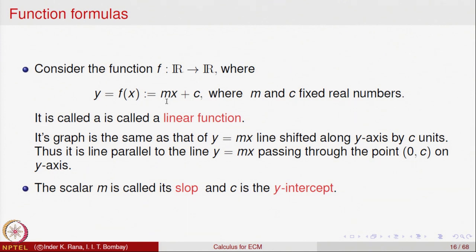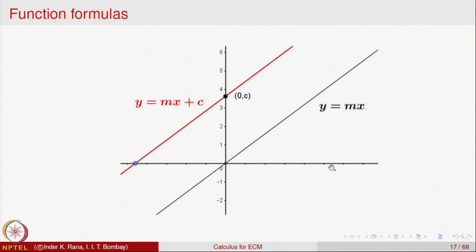This number m is called the slope of the linear equation, or geometrically the slope of the line y equal to mx plus c, and c is the y intercept. That means the graph passes through the point 0 comma c. So, this is the graph of that function y equal to mx plus c. Why is this m called the slope?